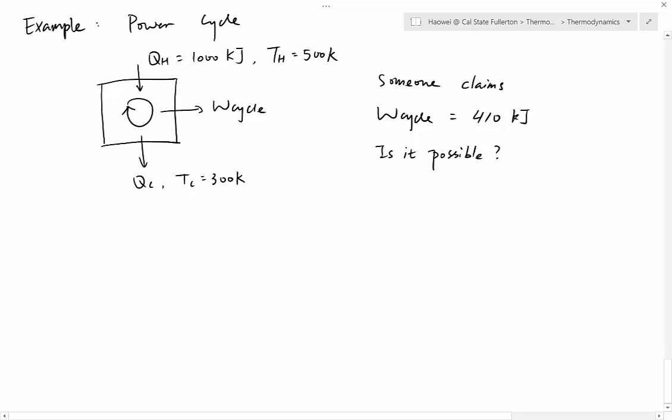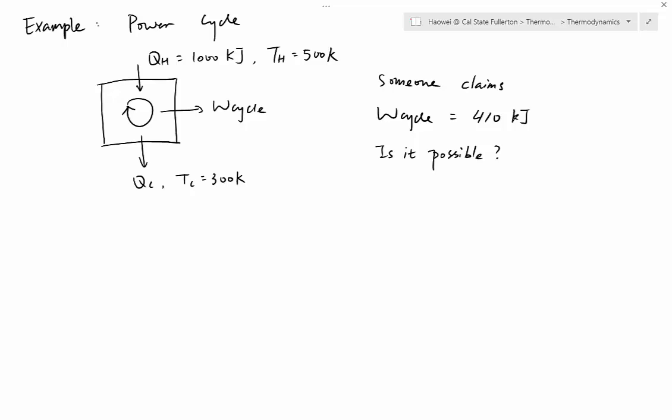Now let's do one example for a power cycle. In this example, we know QH, the heat released from combustion, is 1000 kilojoule. It goes into the engine. And then TH, the temperature of combustion, is at 500 K. From second law, we know you must lose heat, QC, and you lose this much heat to the environment, which is at TC, 300 K.